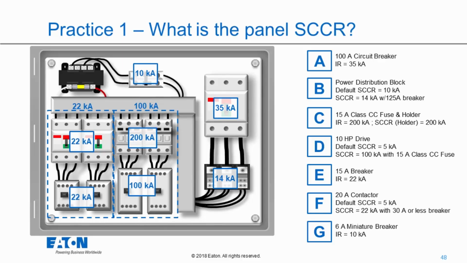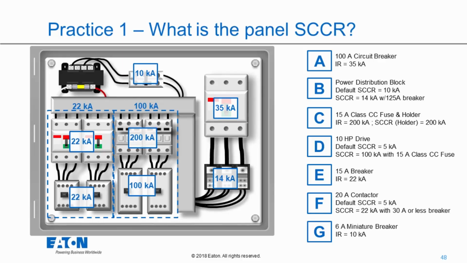So that's it for my branches. I've calculated all of my short circuit current ratings for my branches, so I can move to determining the short circuit current ratings for anything in my feeder. That was step 2. So what in my feeder has a short circuit current rating? Only this power distribution block. The power distribution block has a short circuit current rating of 10 kA or a 14 kA rating with a 125 amp breaker. I'm feeding it with a 100 amp breaker.